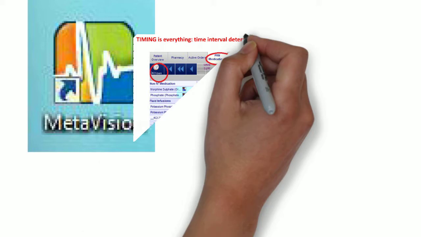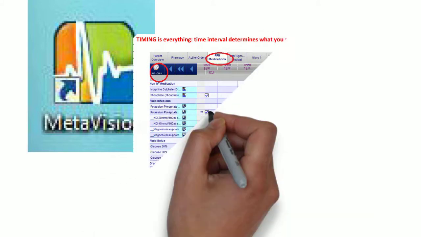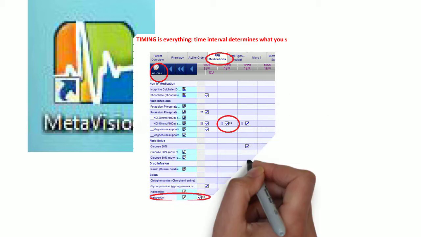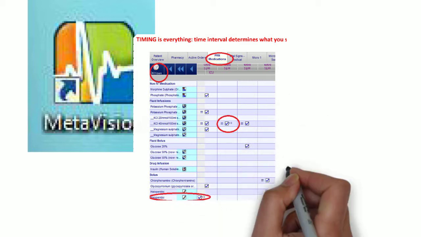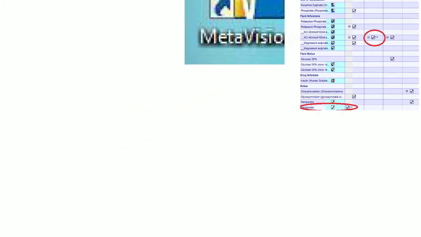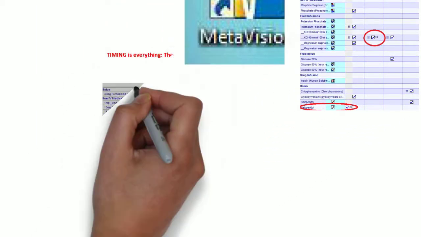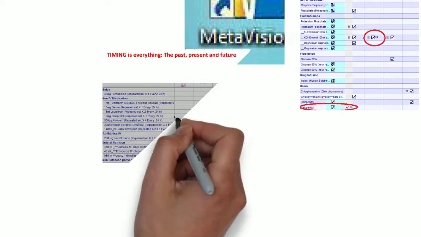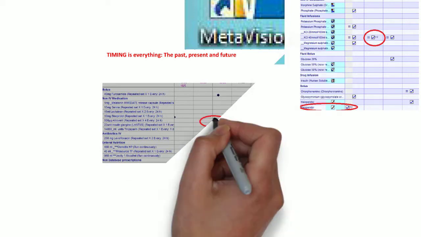The most important thing to understand with the system is that timing is everything with respect to viewing the data and making sense of it. And to follow are a few examples which illustrate this point very clearly.